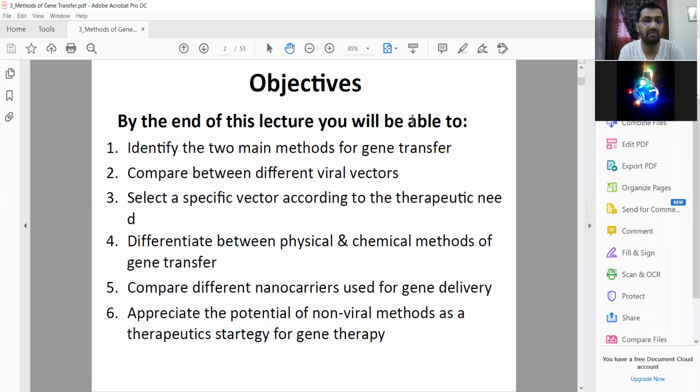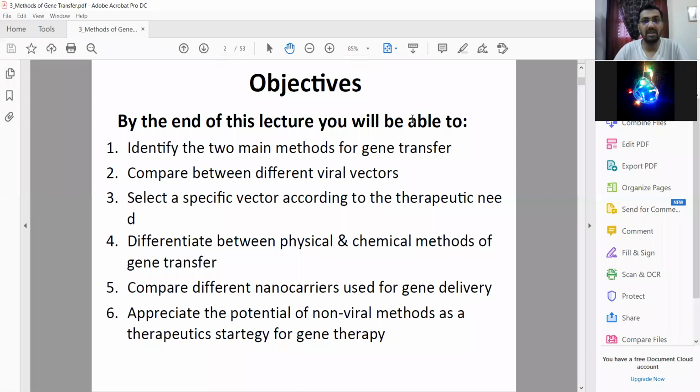Today, I have to divide this lecture because this presentation is a bit long. I will be dividing this lecture into two parts. One deals with viral vectors, and the other deals with the physical and chemical methods which could be used for gene transfer. In these two lectures, we will identify the two main methods of gene transfer, and then compare the different viral vectors which could be used for this purpose, and which of these viral vectors is good for a specific therapeutic purpose.